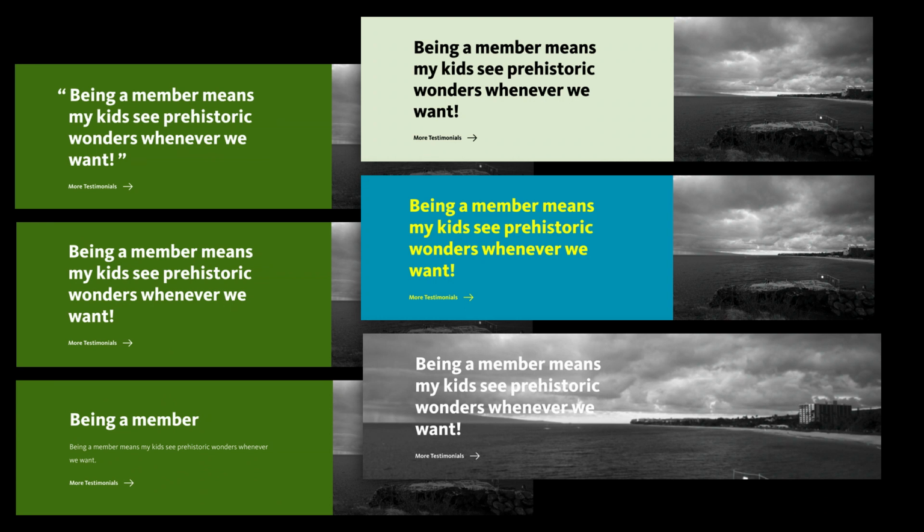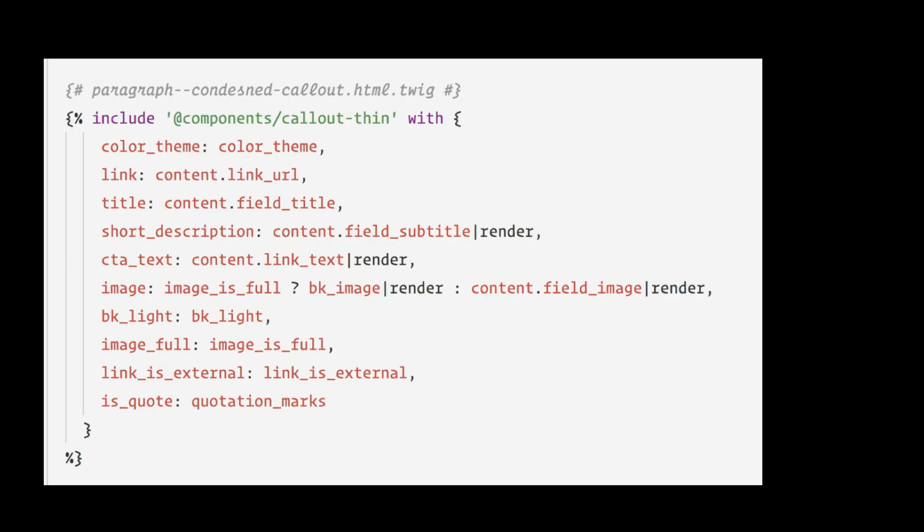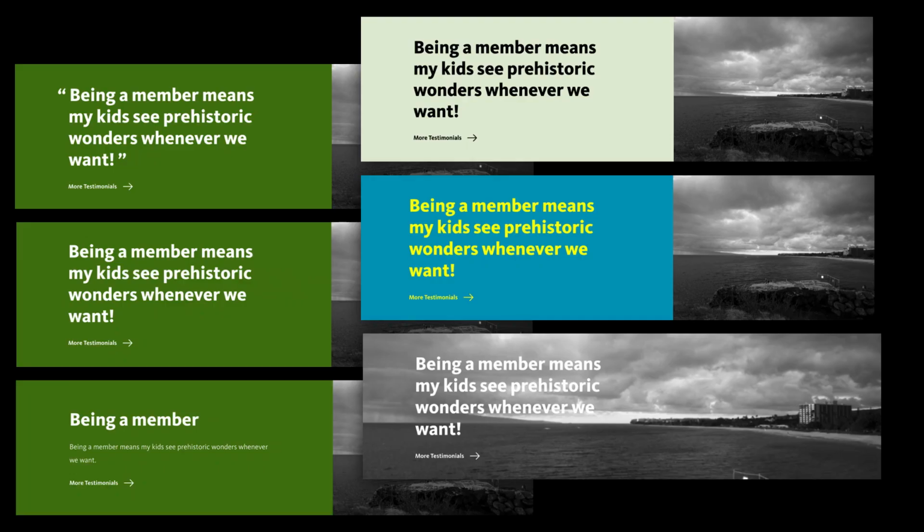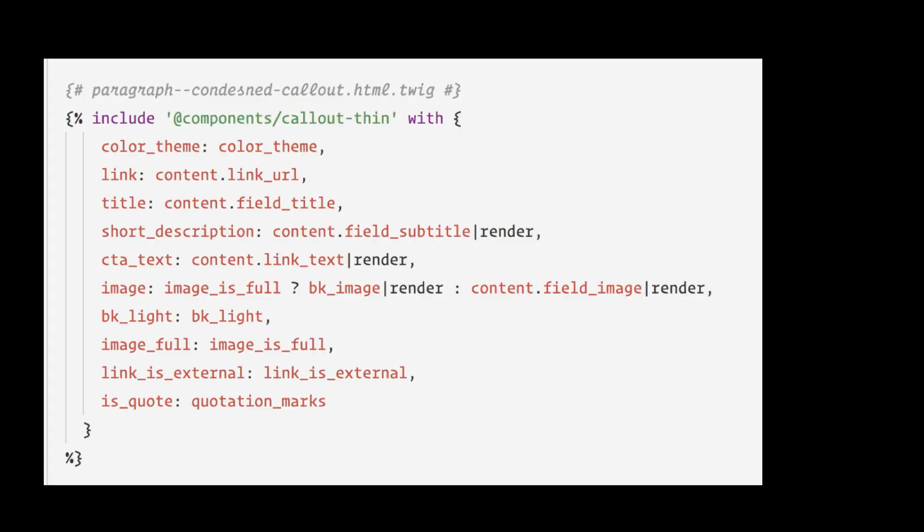So we have this notion of themed colors, where this green has a light version over there. Sometimes the CMS needs to be able to overwrite the colors with that beautiful combination. And sometimes the image might be full bleed within the component instead of off to the side. This would be an example of the paragraph template for that condensed callout that can implement all of those variations using Fractal.